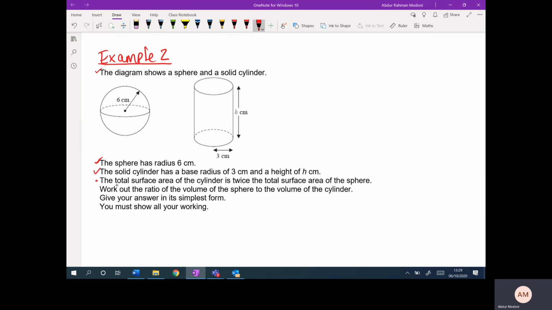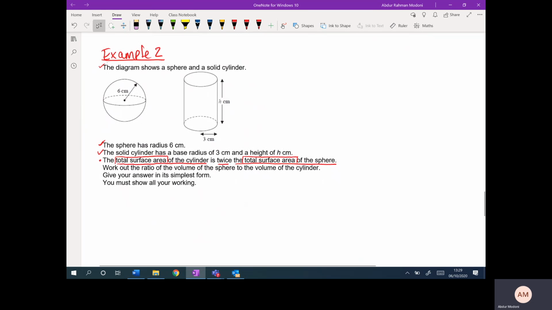Then it goes on to say the total surface area of the cylinder is twice the total surface area of the sphere. At this line we stop and we focus on this here, the total surface area of the cylinder and the total surface area of the sphere. And we're going to go and do the maths for this. So we'll write down an expression for the total surface area of the cylinder.